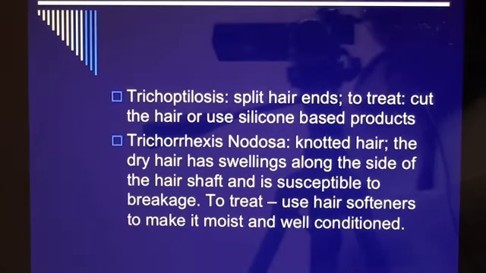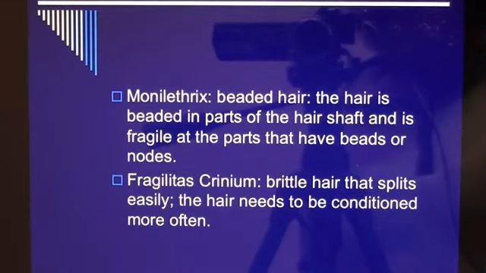Trichoptilosis, split hair ends. To treat, cut the hair or use silicone-based products. Trichorrhexis nodosa, knotted hair. The dry hair has swellings along the side of the hair shaft and is susceptible to breakage. To treat, use hair softeners to make it moist and well conditioned. Monilethrix, beaded hair. The hair is beaded in parts of hair shaft and is fragile at the parts that have beads or knots. Fragilitas crinium, brittle hair that splits easily. The hair needs to be conditioned more often.